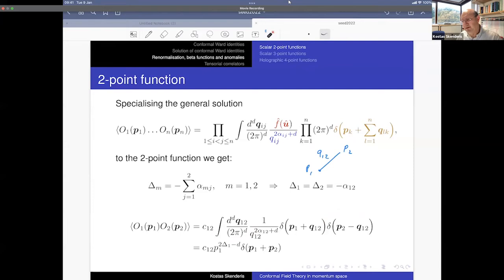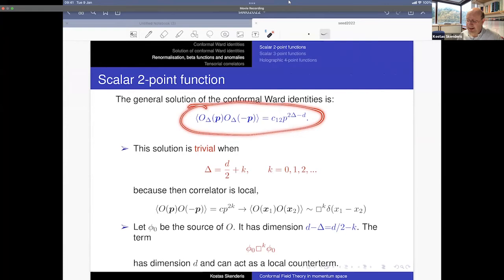So now we see explicitly what the solution for the two-point function is. Let me ignore that factor, which is always there. Then the general solution for the two-point function is the one I indicate over here. So it's the momentum to a power multiplied by a constant. Okay, that's the general solution.